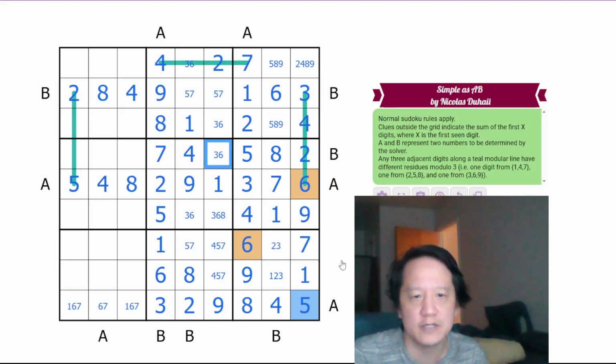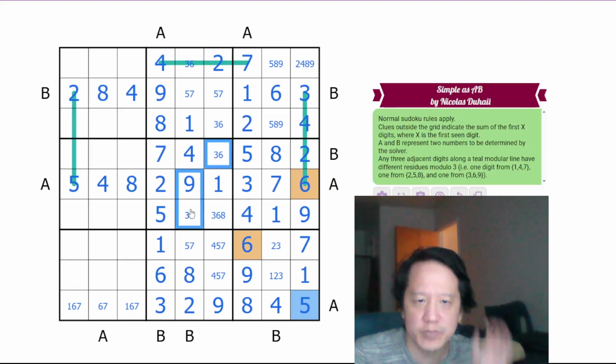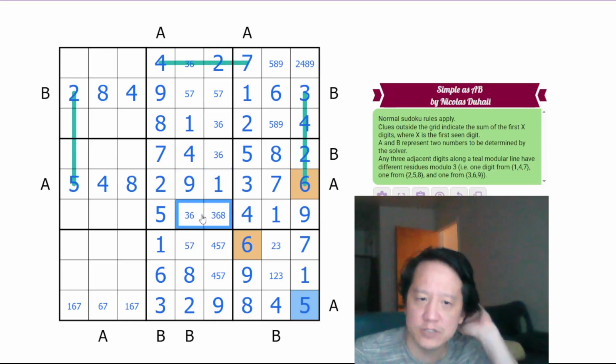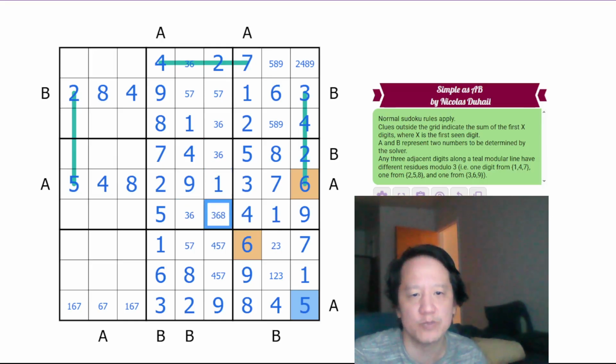8 eliminates 8 there. We have a 3, 6 pair in box 5, which eliminates 3 and 6 in the rest of the box. So this can't be 3 or 6. It's 8. 1 eliminates 1 here. It's 2, 3 as a pair. This can't be 2, 4, or 9. It's 8. That eliminates 8 in the rest of the box.